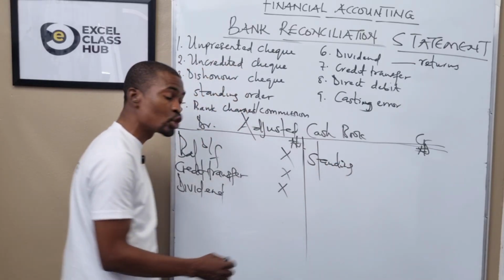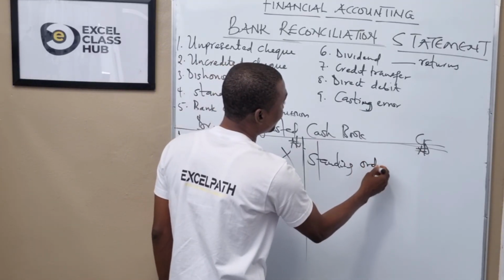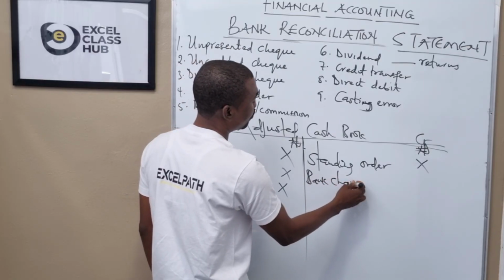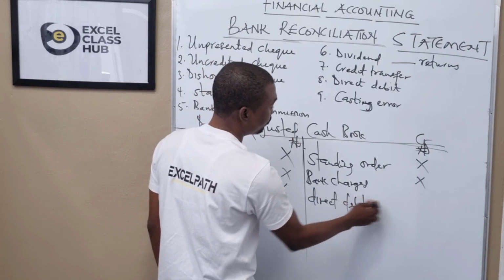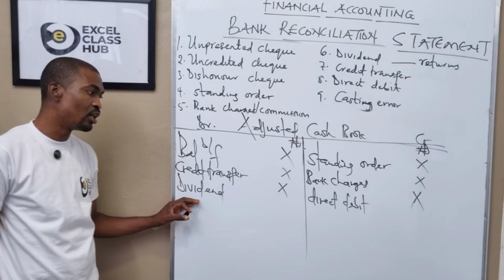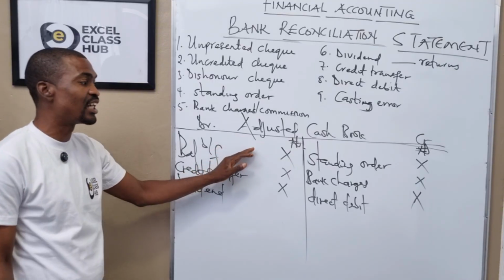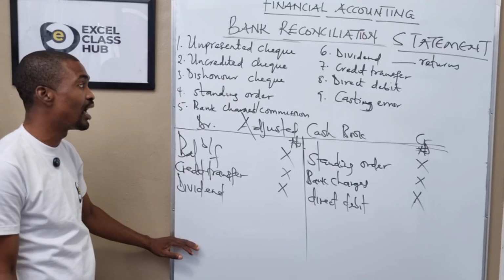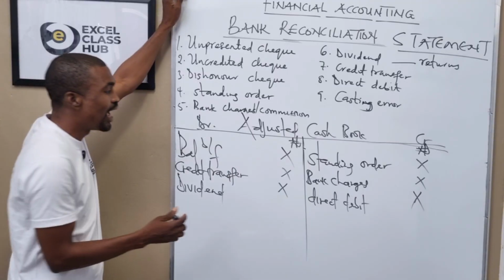Then here, expenses. Okay, anything that will reduce the money in the business will be on the credit side. So that is payment. We have standing order. We have bank charges or commission. Bank charges. We have direct debit. Okay, so this will be on the debit side and this will be on the credit side. So always take note that in your adjusted cash book, what you have on the credit side are all expenses. What you have on the debit side are income.